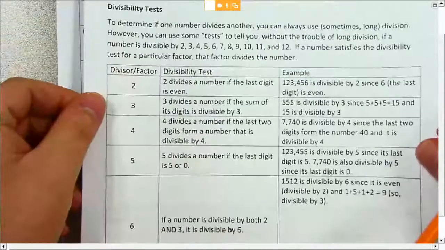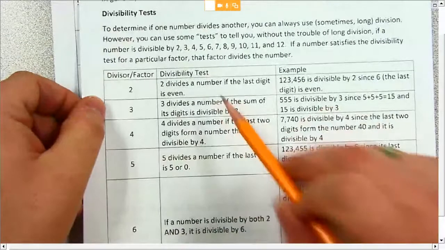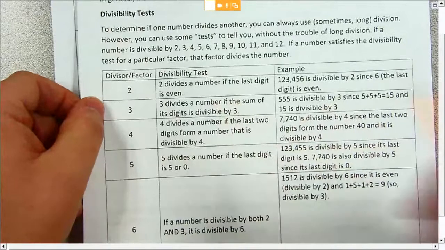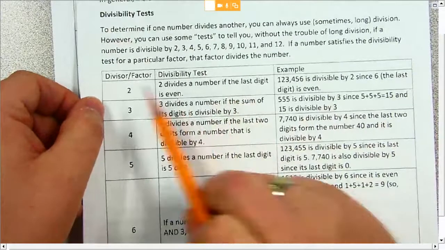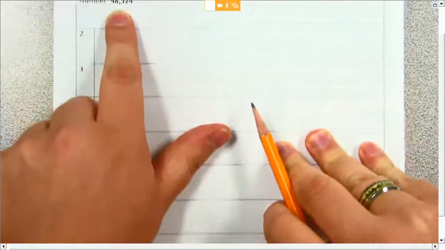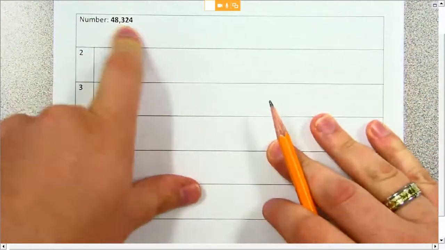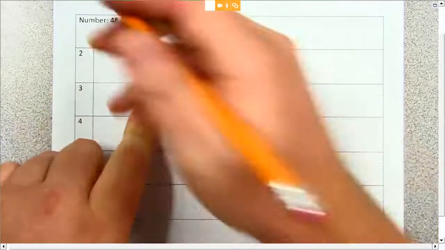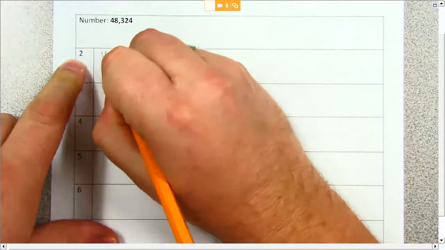So let's look at 2. The divisibility test for 2 you've known for a long time. If the last digit is even, it's divisible by 2. So let's look at 48,324. Is it even? Yes, so it's divisible by 2. So I'm going to put yes. 2 will divide that, and we need to give a reason, perhaps. So I'm going to say because the last digit is even.